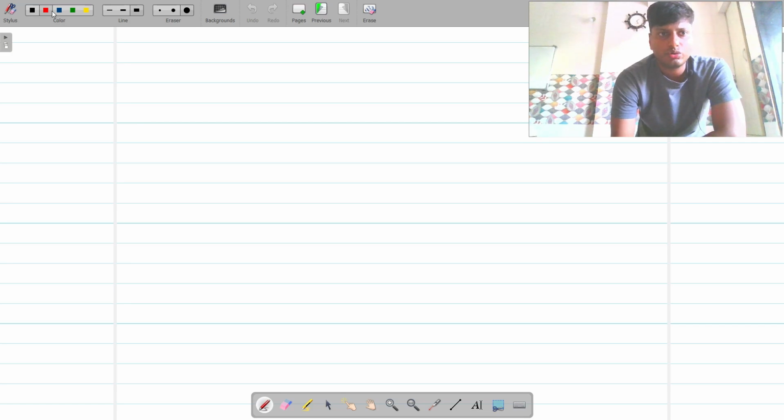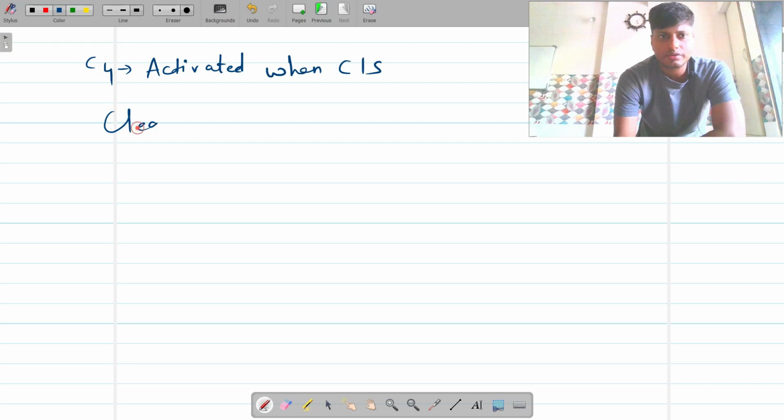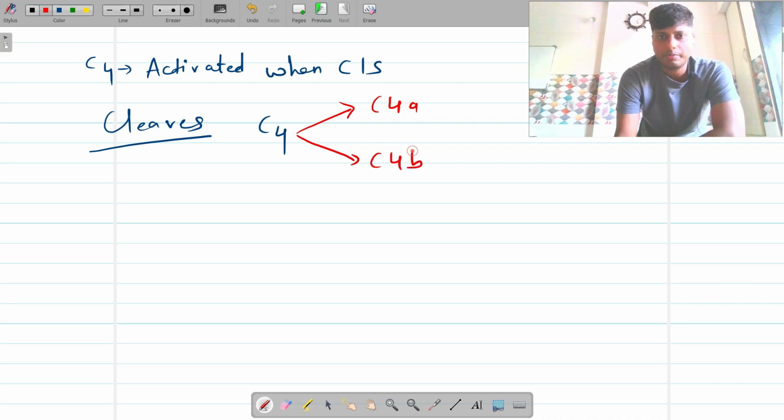Now we need to know that C4 is activated when C1s cleaves C4 into C4a and C4b. Now remember, all of you, C4b is the major complement molecule.